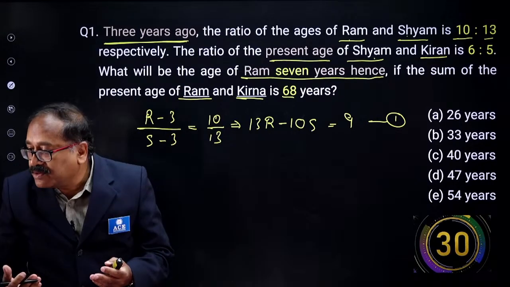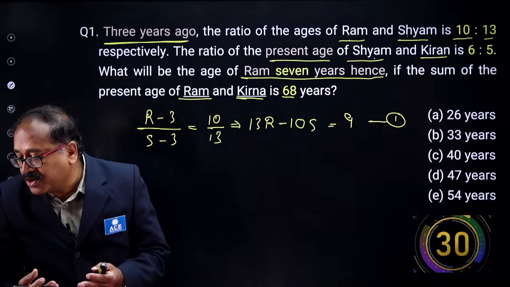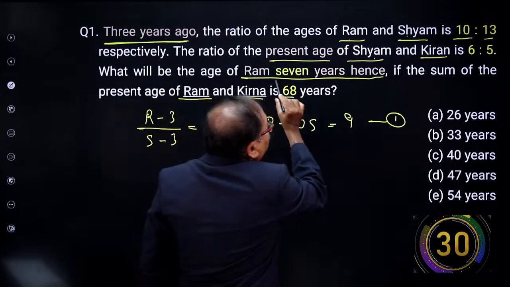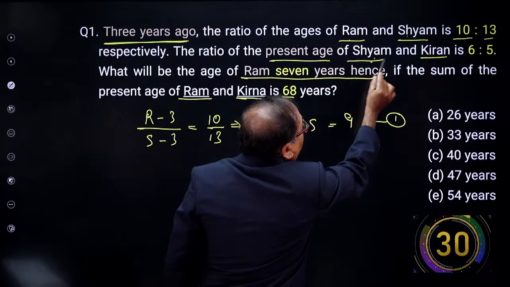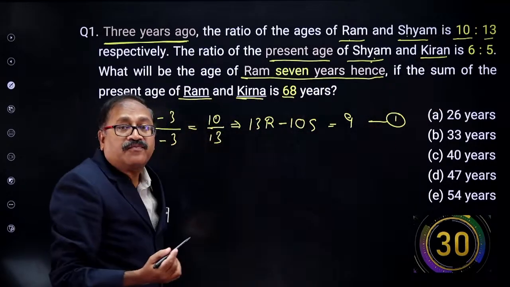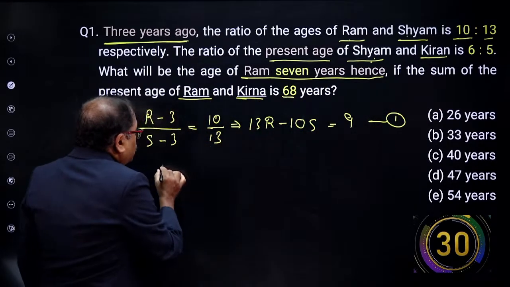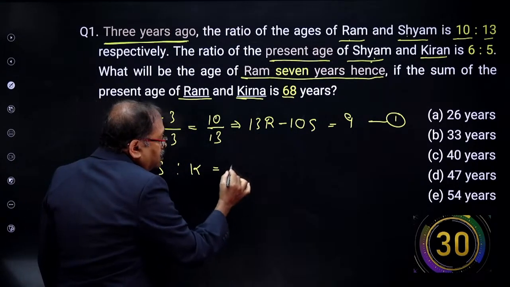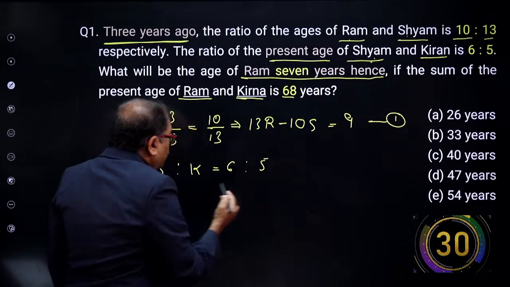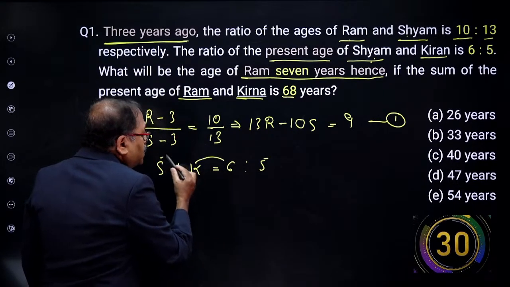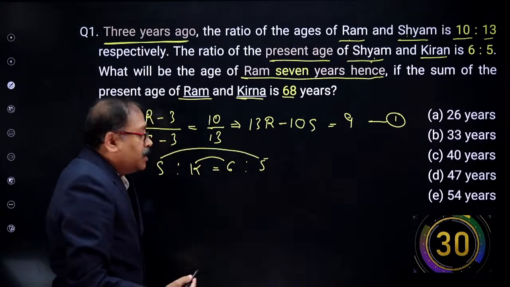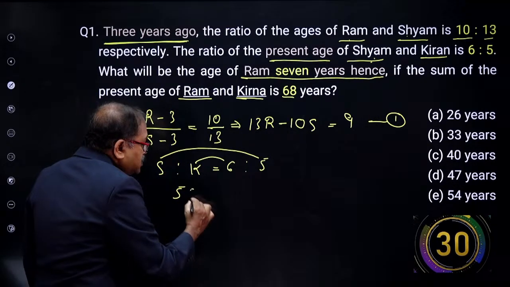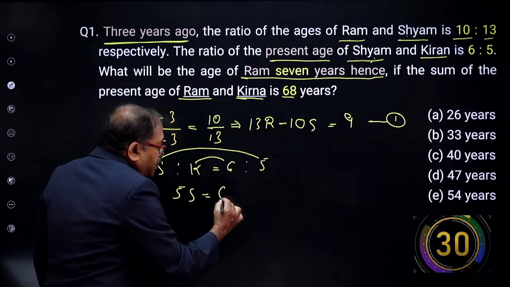Now what is the next step? Anyone responded? What is the next step given to us? The present age ratio of Shyam and Kiran is 6:5. In other words, the product of the means is equal to the product of the extremes. That means 5S is equal to 6K.